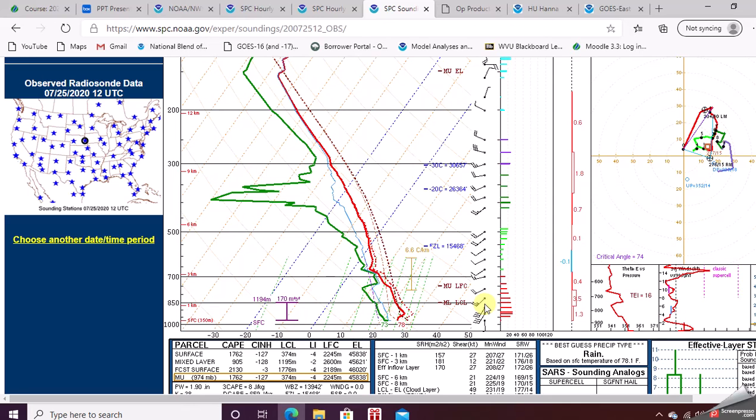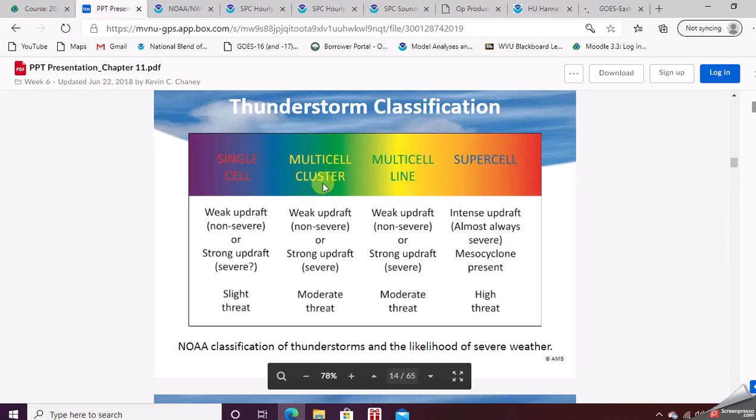And with that, the wind shear causes the outflow that develops to not be able to push out ahead of that updraft. So what happens is the updraft is able to sustain itself. New updrafts may develop, and you wind up with a cluster of thunderstorms. Back to where we were. So you wind up with this multi-cell cluster or multi-cell line.